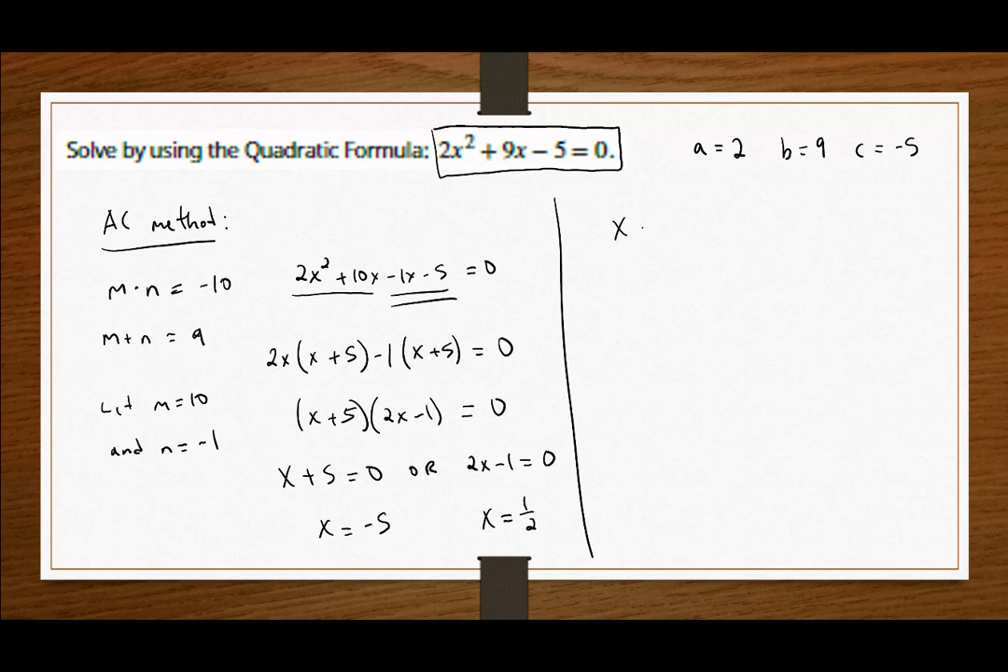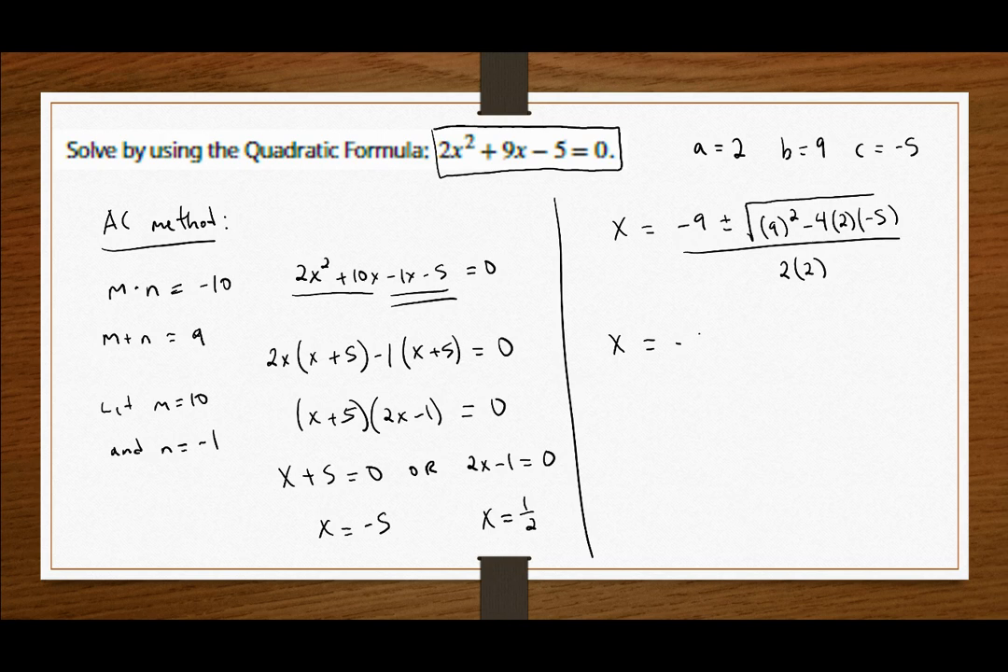Again, our formula is given as negative b plus or minus the square root of b squared minus 4 times a times c, all divided by 2a. Substituting our numbers into the equation here is the easy bit. The tricky part is trying to simplify this mess of a radical, and of course, that's the challenge.